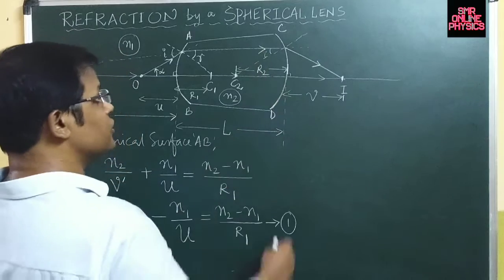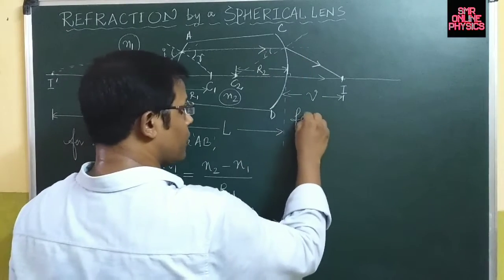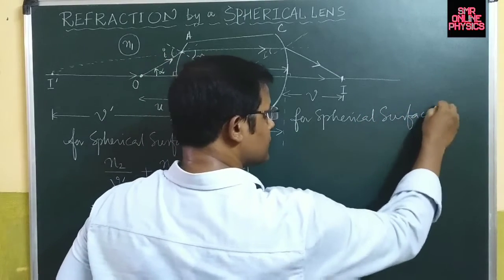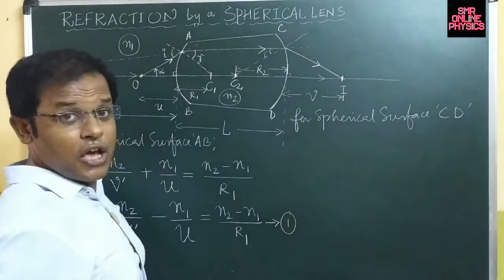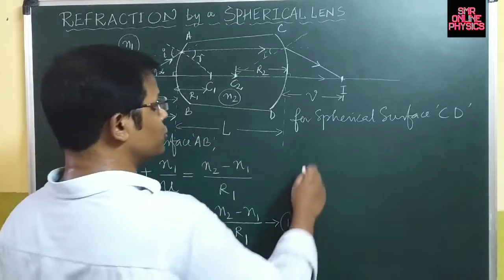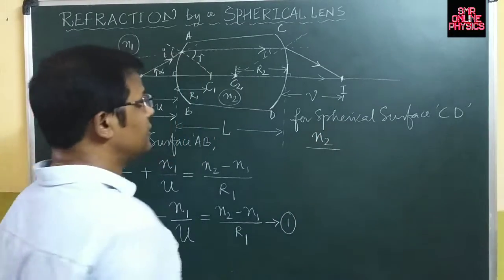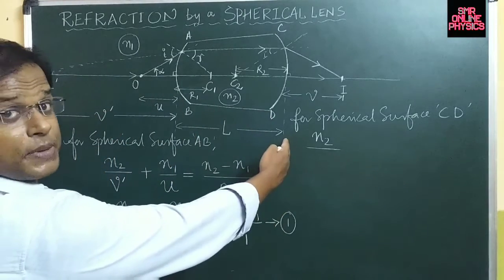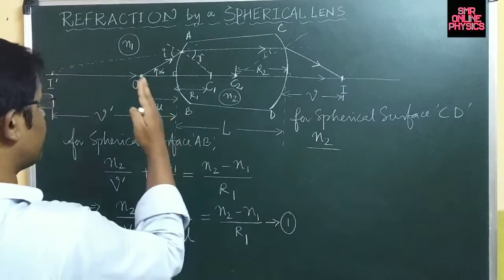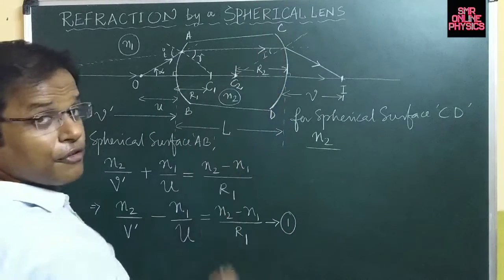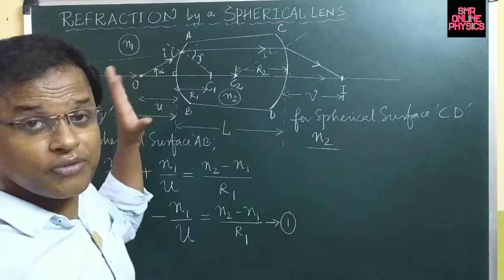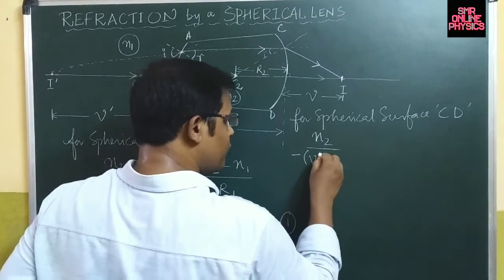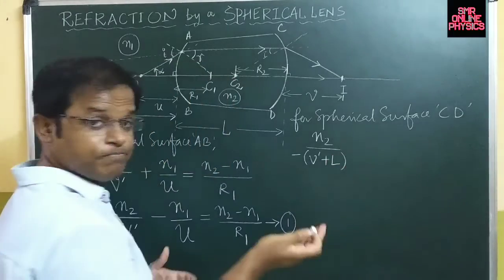So let us write an equation for this surface CD. So for the spherical surface CD, how would the equation look like? N2 by this entire object distance. The entire object distance for this surface, my dear, I hope I'm very clear to you. This is like V prime plus L, because this point feels that as if the entire thing has come from a medium of N2. So N2 is on the left hand side, so minus N2 by V prime plus L because of the sign convention.